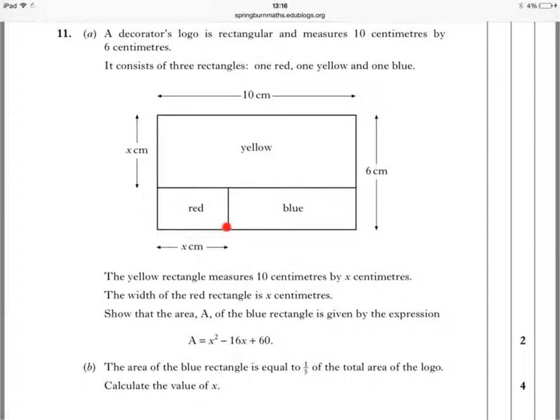So what we need to do is to find the area of this blue rectangle. It's a rectangle, so we need to find something for the length and the breadth and multiply them together. Upon initial inspection, it looks as if it's going to be quite tricky, but with a wee bit of thought, it's not too bad. First of all, I'm going to come up with something for the length of the blue rectangle. The length of the full thing is 10. If this bit's x, then the length of the blue bit would be 10 take away x.